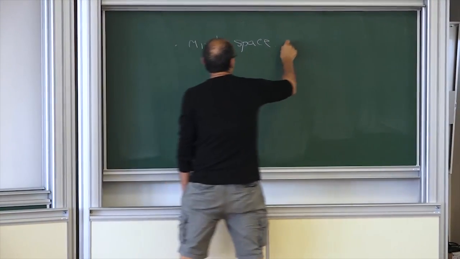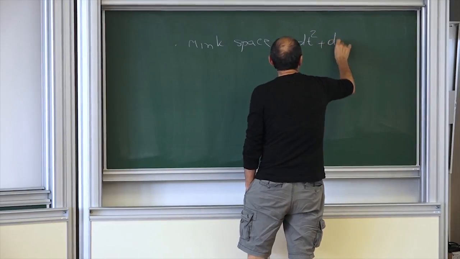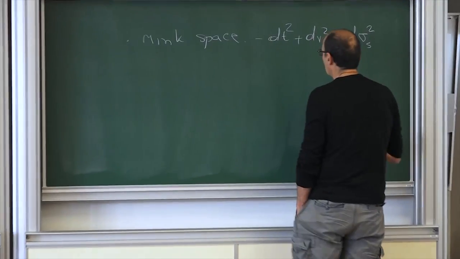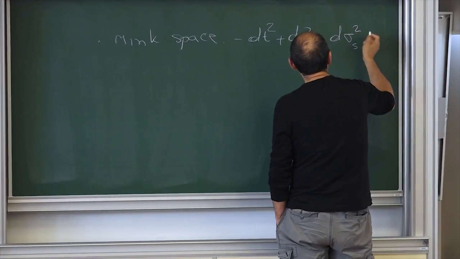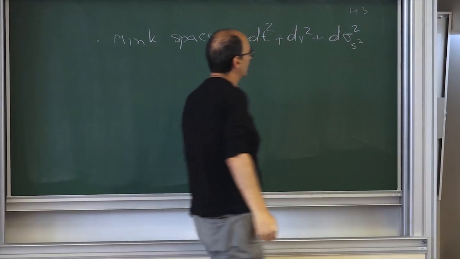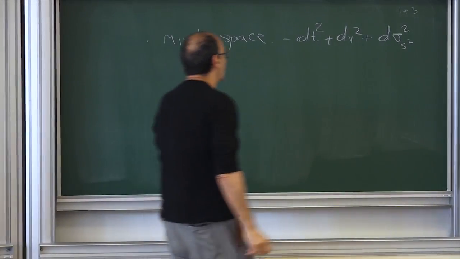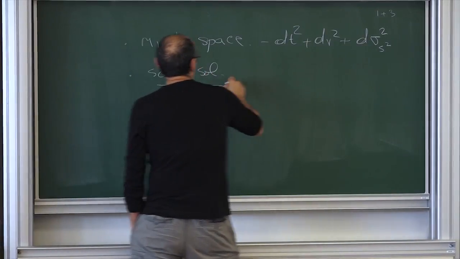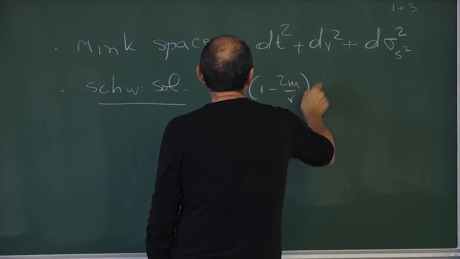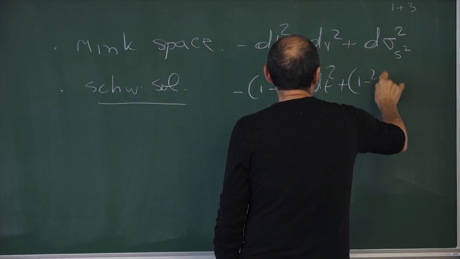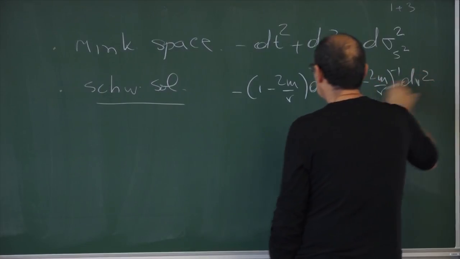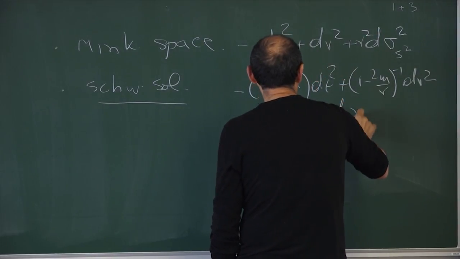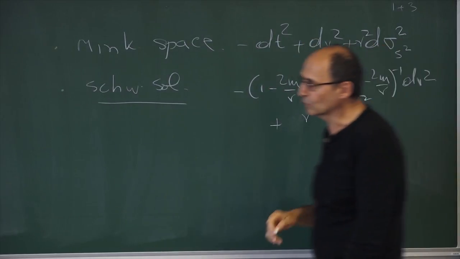The metric here is minus dt squared plus, in polar coordinates, dr squared plus r squared d sigma squared, where this, if we are in 1+3 dimensions, is the standard metric on the two sphere. And then the Schwarzschild solution, which is a bit more complicated, has (1 minus 2m over r) times minus dt squared plus (1 minus 2m over r) to the minus 1 dr squared plus r squared d sigma squared, which is again the standard metric on the unit sphere.